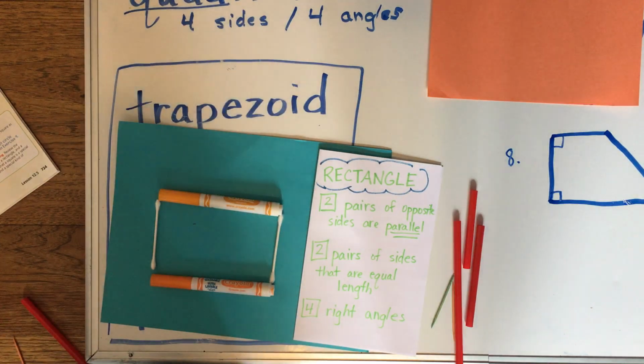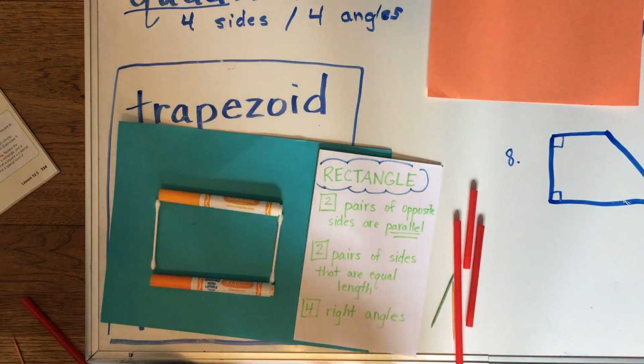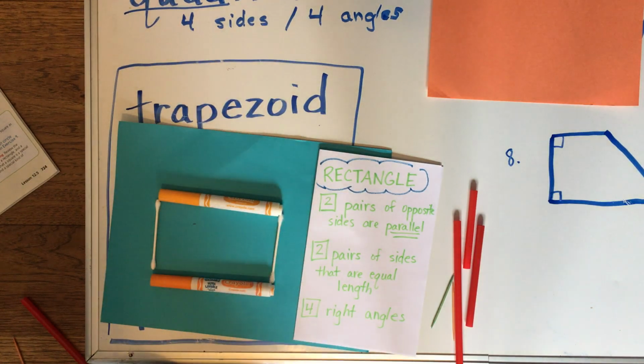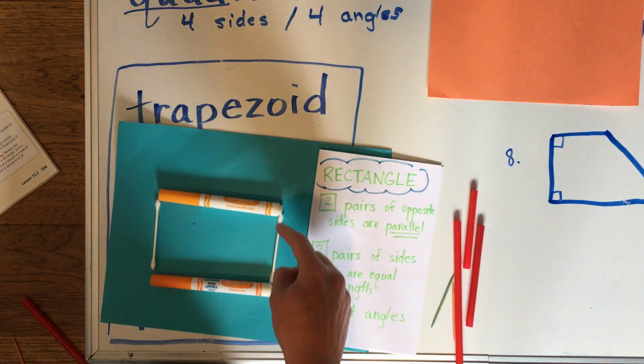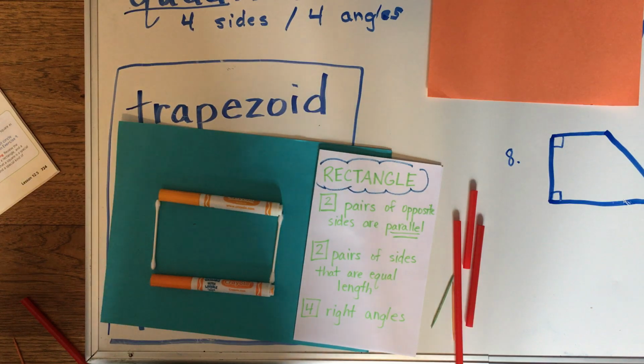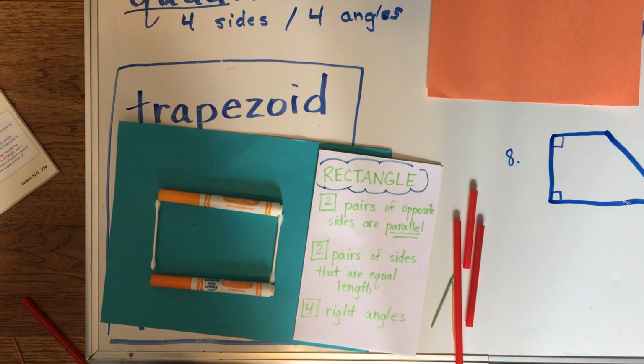The orange markers are equal, the Q-tips are equal. So I have 2 pairs that are equal length. And this one, I have 4 right angles. 4 right angles. So I could draw a little square in each one, and we'll see that later. A little square in each one to show that it is a right angle. It's 90 degrees. It is perpendicular lines. This marker and this Q-tip are meeting at a perpendicular line, okay?